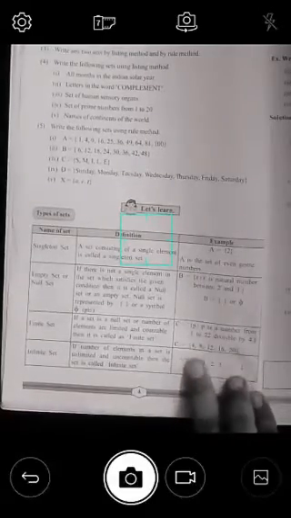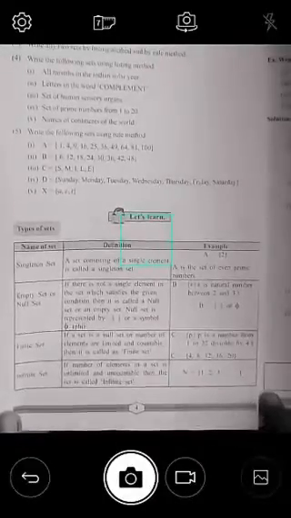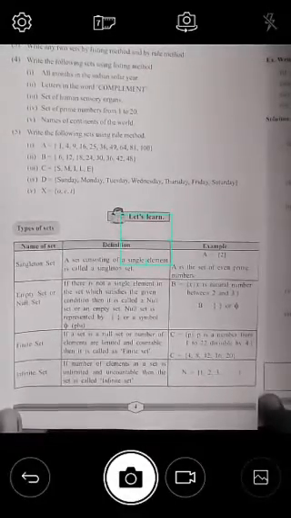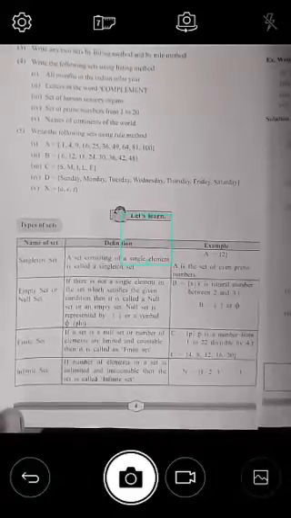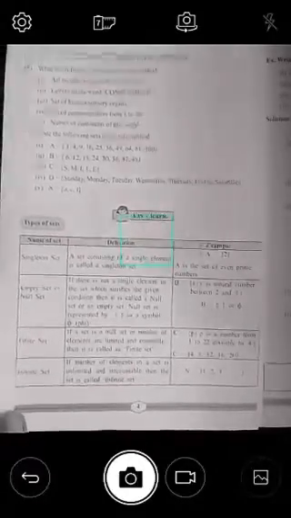So the numbers that are divisible by 4 are 4, 8, 12, 16 and 20. Then, infinite set.